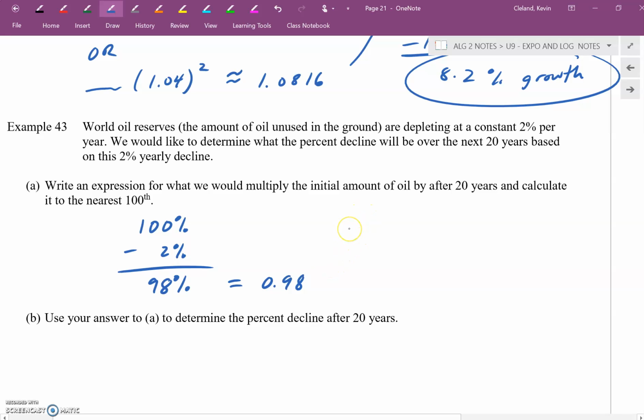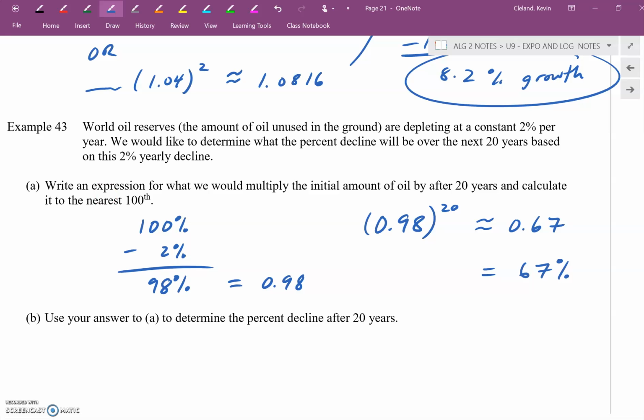And this is happening year after year after year. So 98% of what we had, then 98% of what we had, then 98% of what we had. And it's decreasing by a little less each year because there is a little less of it. So we have 0.98 times 0.98 times 0.98, 20 times, which is approximately 0.67, which is equivalent to about 67%.